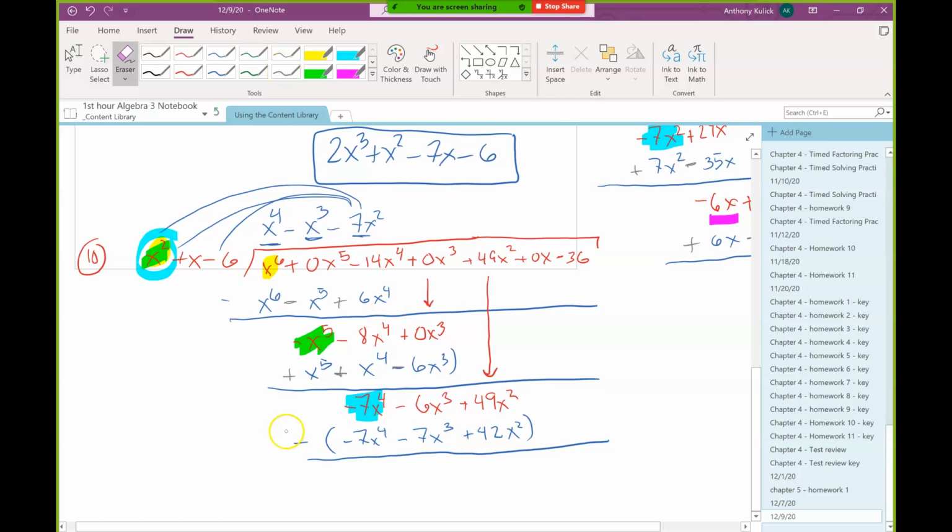So we'll go ahead and distribute our negative now. So negative of a negative gives me positive. Negative of a negative gives me positive. And then negative of a positive. So negative 7x to the fourth plus 7x to the fourth is 0. Negative 6x to the third plus 7x to the third is 1x to the third. 49x squared minus 42x squared gives me 7x squared. And we'll bring down the next term.